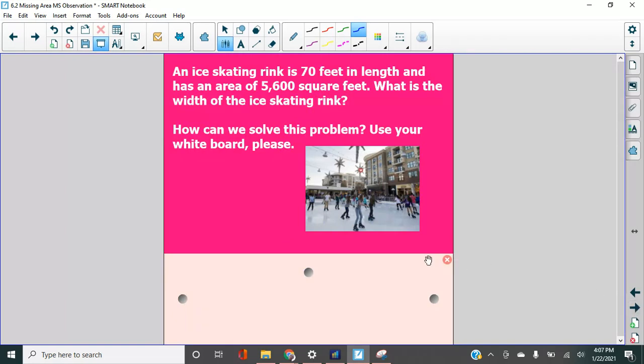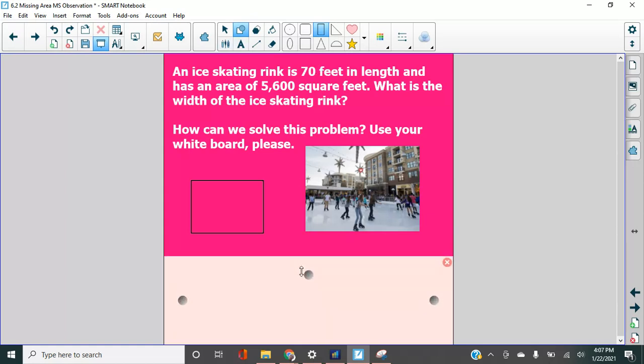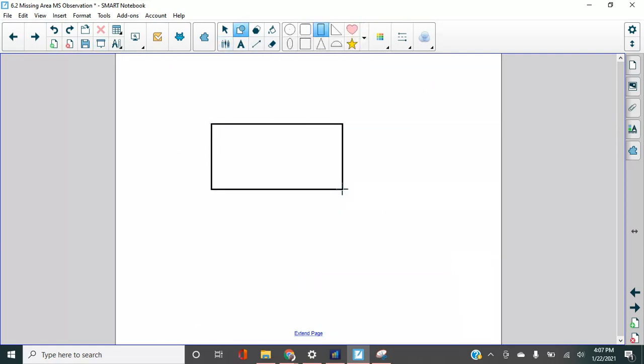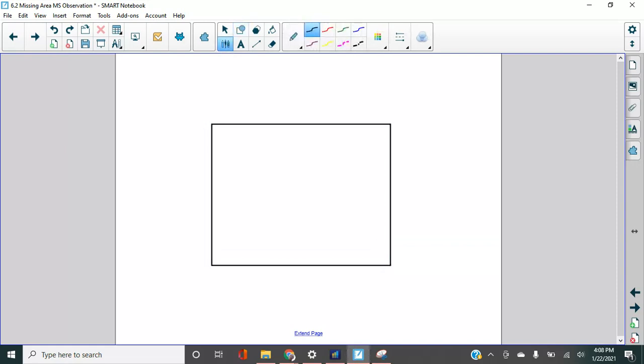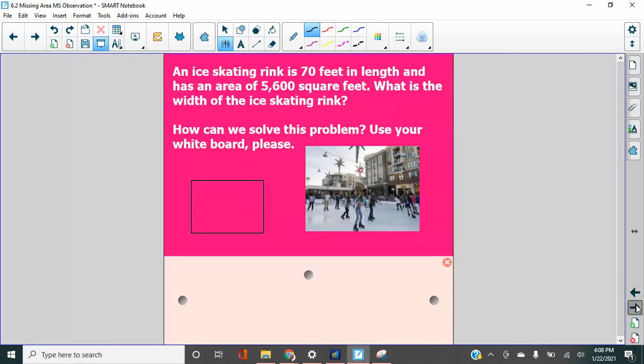All right, let's do this one together. Go ahead and read that to yourself and draw a rectangle. It can be your whiteboard or a piece of paper. Draw that rectangle. All right. I'm going to use fancy drawing tool here. You ready? And we know the area. I'm going to run out of room, so I'm going to make it on a new page. Our area was 5,600. We knew one of the sides, 70.